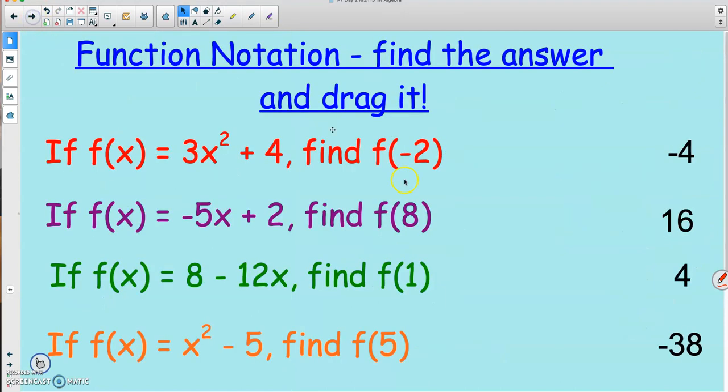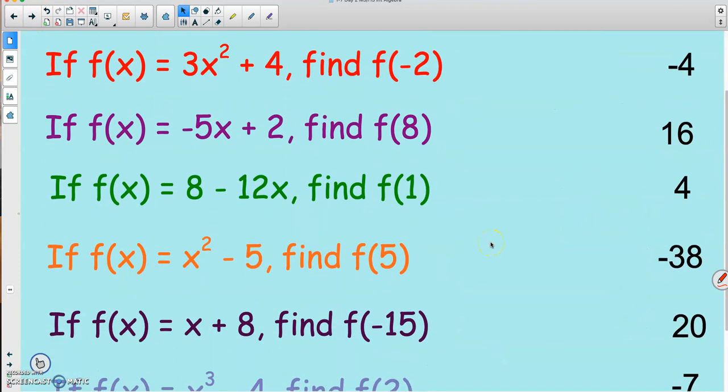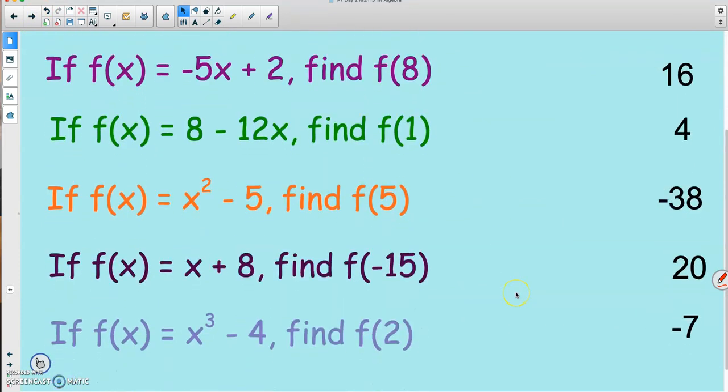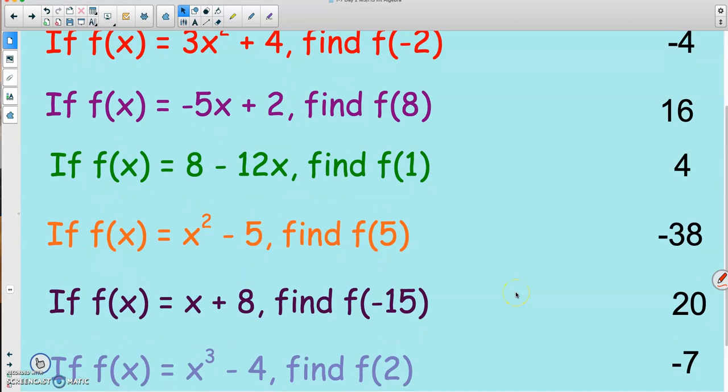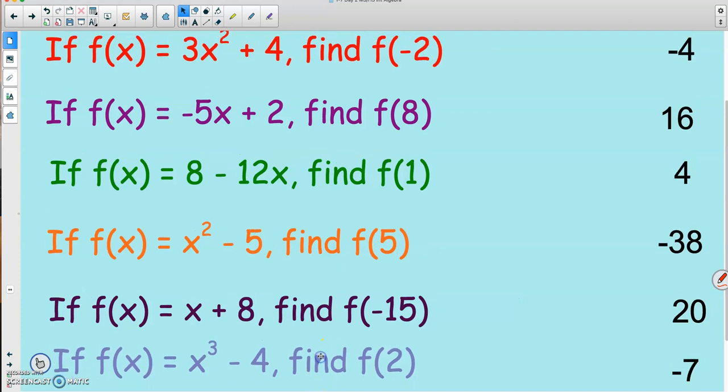All right, the last slide is a click and drag. Find the answer and click and drag it. You can draw a line if you want to, or highlight in some way. It's totally up to you. See if I can just fit it in a little bit better.